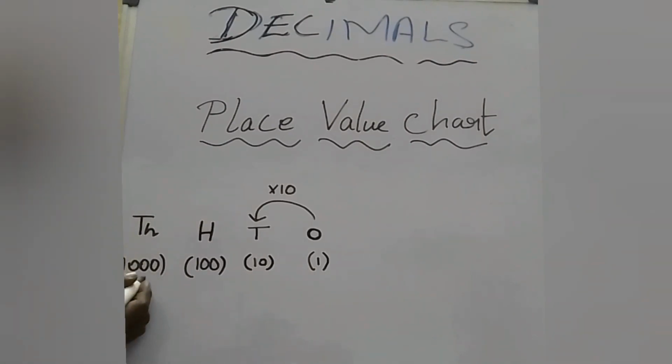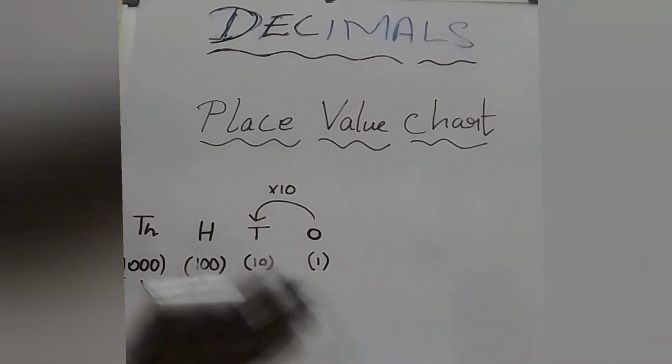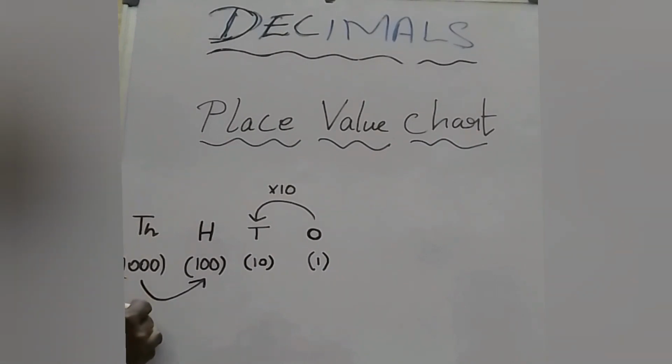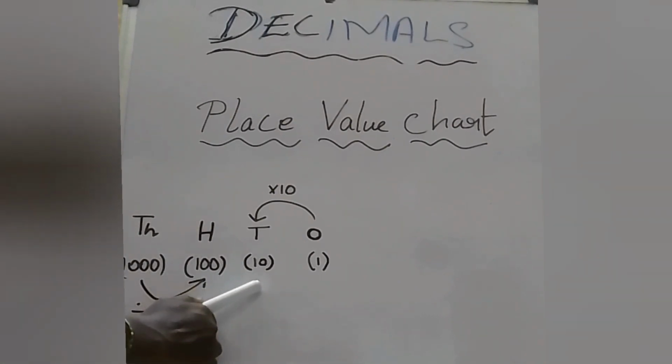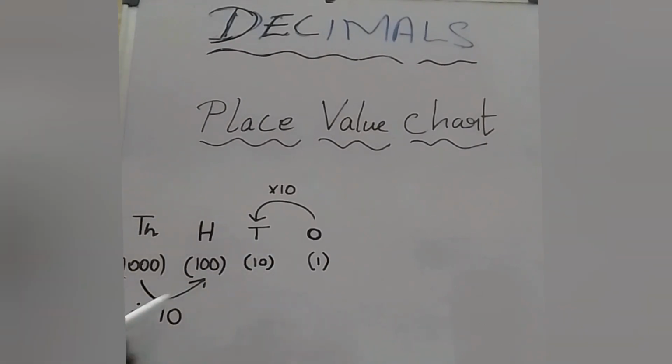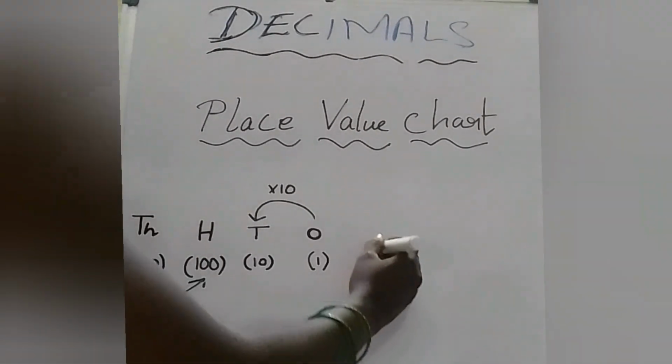Look here, from the thousands place, I'm going towards the right, from left to right. I have to do division by 10. I think you got it. 1000 divided by 10, we get 100. Similarly, 100 divided by 10, we get 10. 10 divided by 10, we get 1. Then 1 divided by 10 is what? 1 by 10.